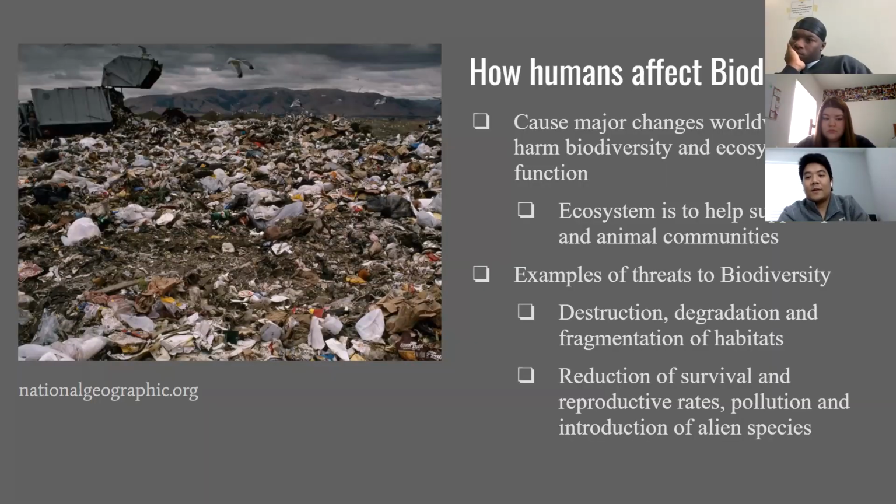So how humans affect biodiversity is in a negative way. Humans affect biodiversity by causing major changes worldwide and harm biodiversity and ecosystems in the process. By causing a change to the ecosystem, plant and animal communities struggle to find other ways to adapt to the environment. Some examples in which humans affect biodiversity are destruction, degradation, and fragmentation of habitats, and reduction of survival and reproductive rates, which is caused by pollution and the introduction of alien species.